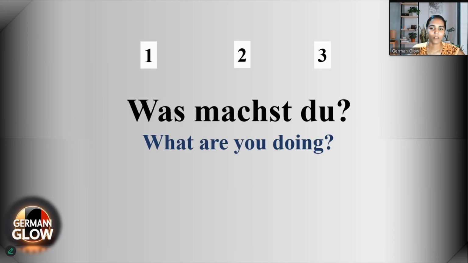Another example: Was machst du? What are you doing? Was is the WH question word. Machst is the verb. Du is the subject, after the verb.